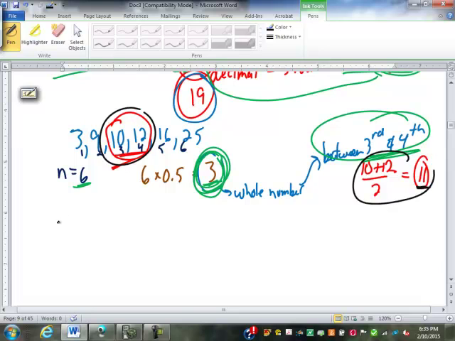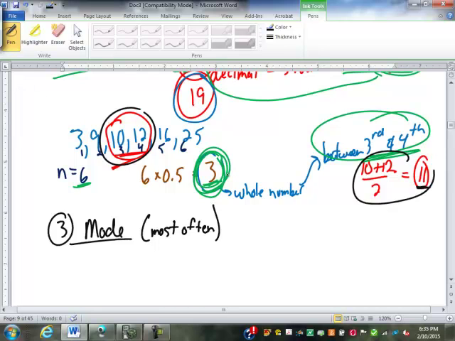The third measure of center is called the mode. The mode is the number that appears most often. Now in the list I gave you, no number appears more than once, so there is no mode in that list.